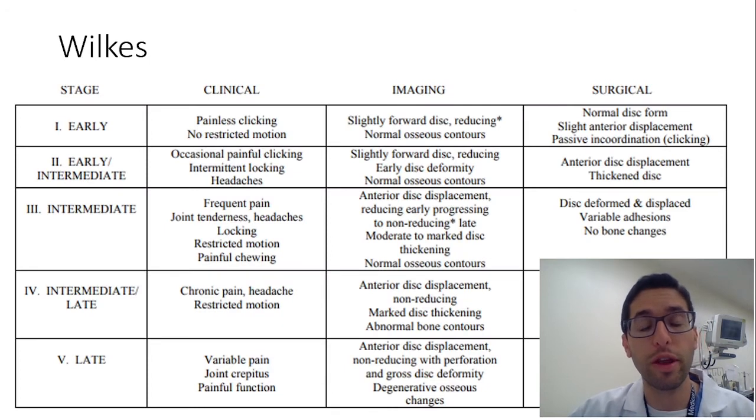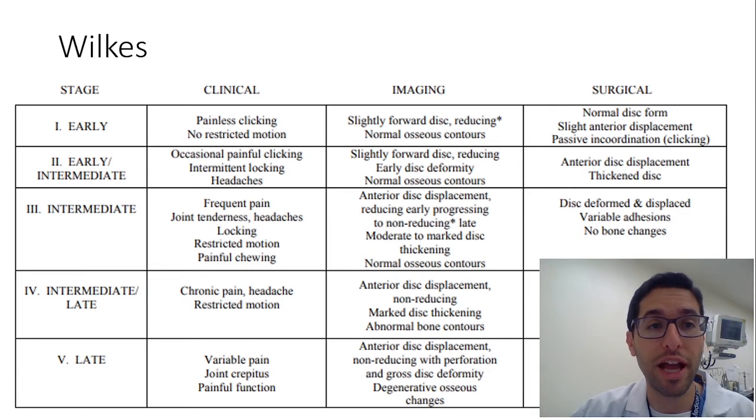Wilks came up with 5 different stages of internal derangement, and we're going to go through them because it's very high yield. So we'll go through it one at a time. Stage 1 is early. It's painless clicking. So it's painless, so completely asymptomatic. And a fair bit of the population would be categorized as a Wilks stage 1 because they have a clicking.